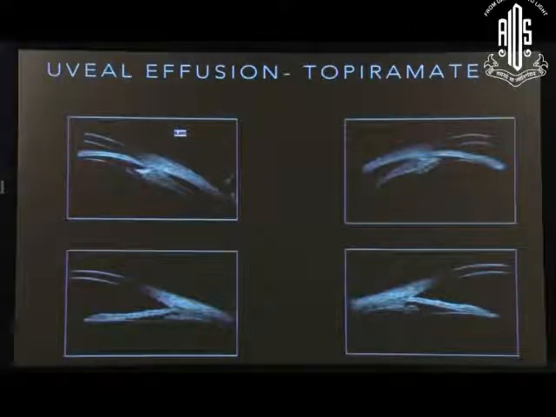Diamox and topiramate. Topiramate is a very commonly used anti-migraine drug, and this is a young girl who presented with bilateral angle closure glaucoma following the use of one tablet of topiramate. It's known to cause an idiosyncratic reaction. You see again this malignant glaucoma-like picture, but here you have fluid in the suprachoroidal space, bilateral uveal effusion, and this is the reversal after stopping the medication.